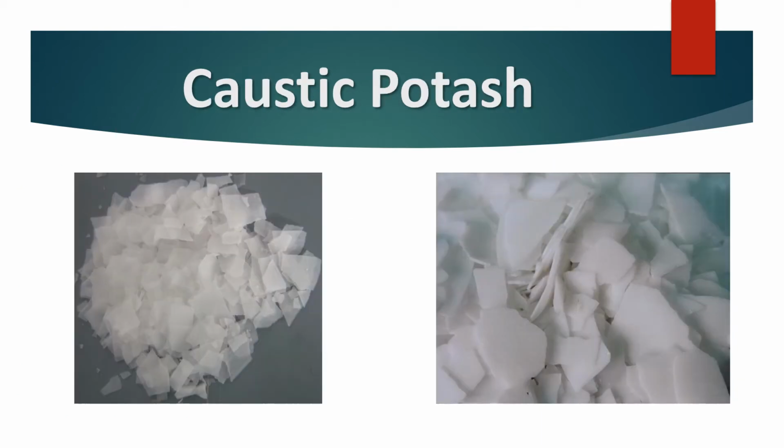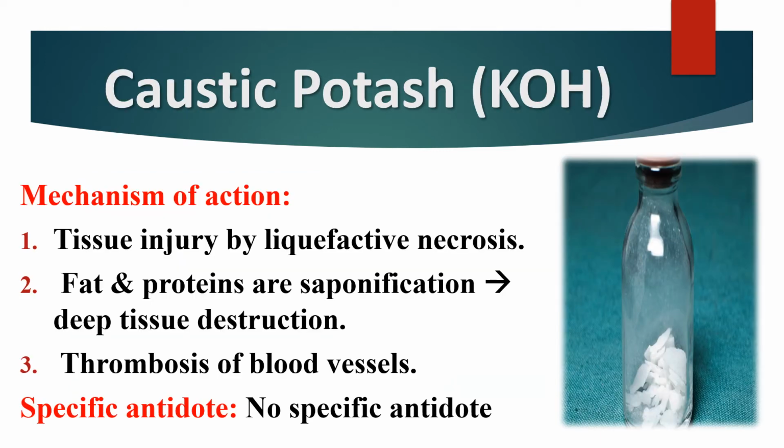Okay, the third poison is caustic potash. Caustic potash acts by liquefactive necrosis. This liquefactive necrosis causes severe tissue injury because caustic potash is an alkali. The tissue injury may be transmural and may also cause perforation of the organ, and may cause protein and fat saponification and deep tissue destruction. It can even cause thrombosis of blood vessels. Unfortunately, caustic potash also has no antidote.